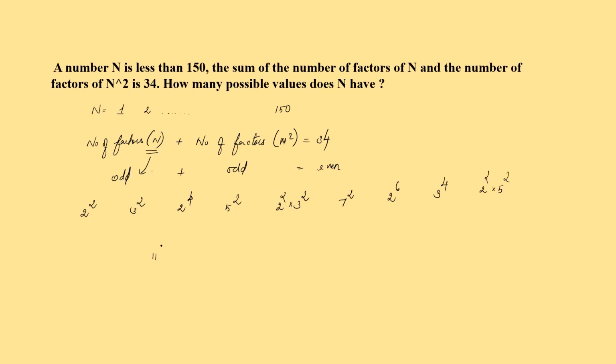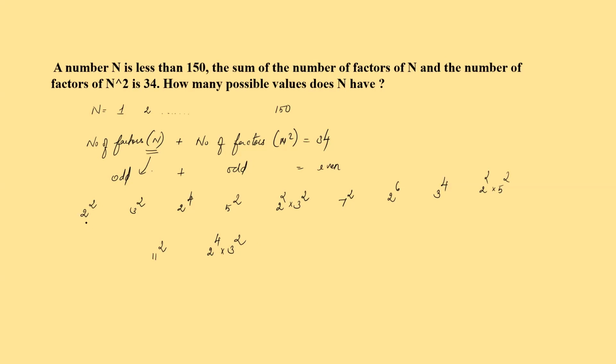Similarly, I have 11 square, which is 121. And 12 square. 12 square is 2 square whole square, 2 power 4 into 3 square. So these are the values. Now I can't go beyond 12 square. 12 square is 144. So 13 square is 169, which is greater than 150. So I can't go there. Now I have to choose which of the following can be the values of n.